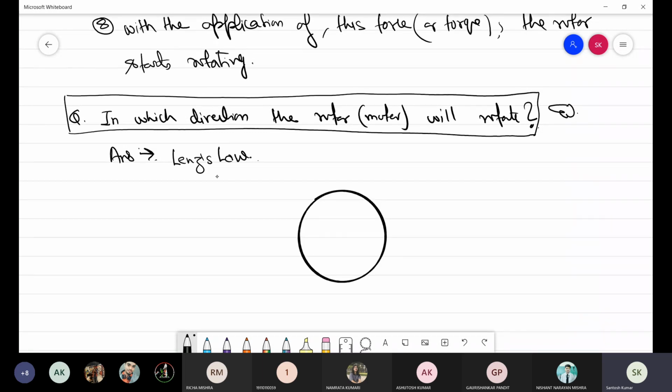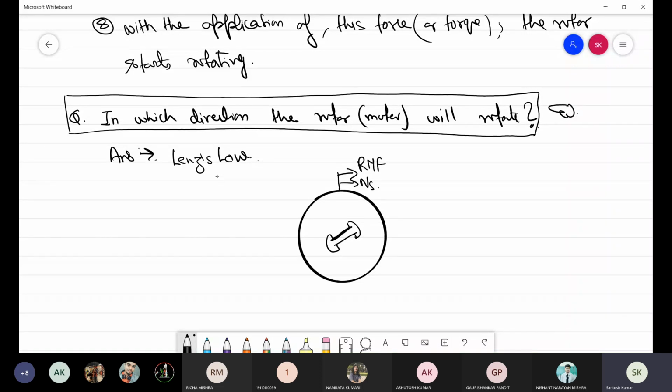Suppose that this is the rotating magnetic field and it is rotating in this direction at Ns. Now inside it we consider a rotor. This is the rotor, which is now at a standstill. अभी ये रुका हुआ है. It is now at a standstill.